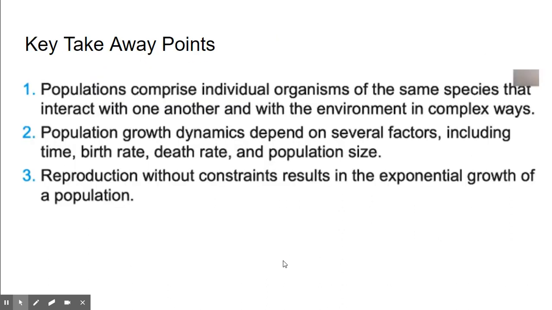So a few key takeaway points is that populations comprise individuals of the same species. A community is going to have multiple species, and these populations are going to see the same species interacting with each other and with the environment. Population growth is going to depend on factors including birth rate, the amount of time, the death rate, and the population size. Reproduction with no constraints, meaning they have lots of food, there's nothing pushing on them in terms of the environment to stop them, is going to result in exponential growth of the population.